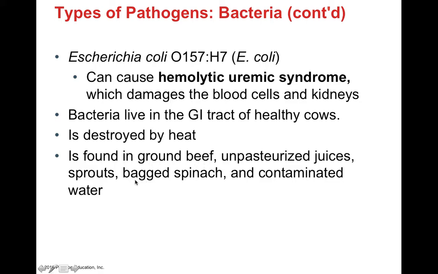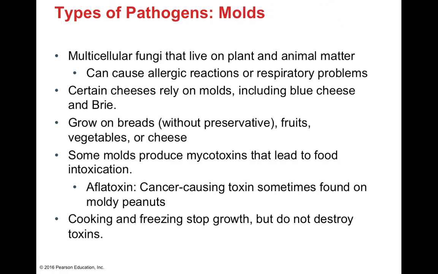It's found in ground beef. Sometimes found on produce like bagged spinach, unpasteurized juices and sprouts, and also sometimes in contaminated water. So you want to make sure that the water sources are going to be filtered before you're drinking straight from your rivers and your streams.